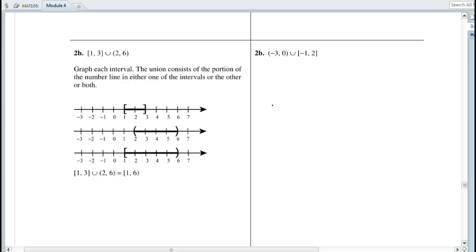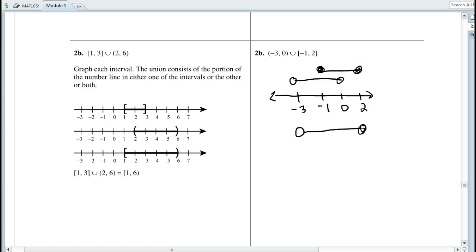The union, that just includes both of them. So let's do this. Smallest number is -3. Then we have a 0. We have a -1, a 0, and a 2. So one set is -3 to 0, and another set is -1 to 2. And basically we're just going to go from one end to the other. All the elements in one set or the other. So this is going to be our union, the line I drew below, which will be -3 to 2.